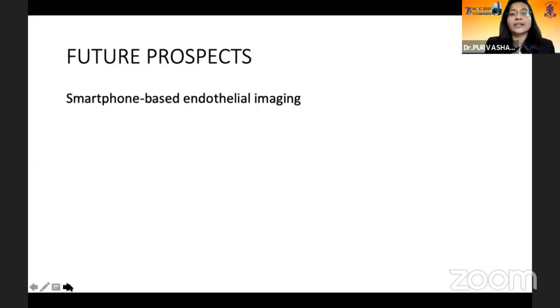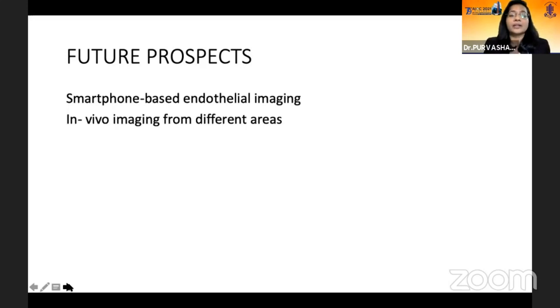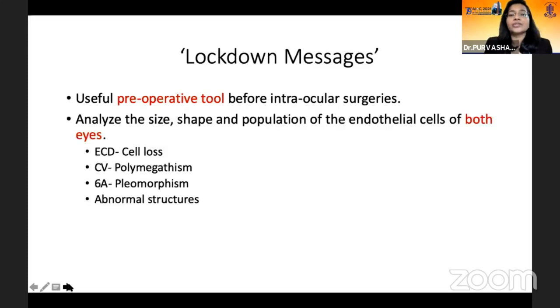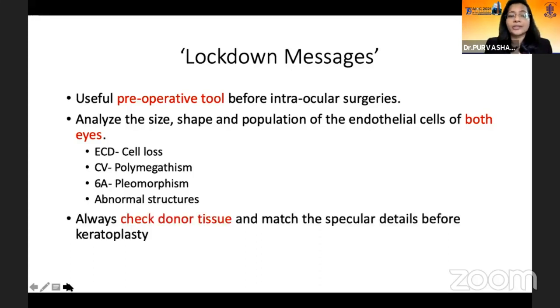Future prospects: there are smartphone-based endothelial imaging devices which are now being developed, and in vivo imaging from different areas is being tried, especially for kids in the supine position under GA. So basically, it is a useful preoperative tool before planning intraocular surgeries. It is helpful to assess the size, shape, and population of the endothelial cells for both eyes, and these are the parameters which can help us. And it's always better to check the donor tissue and match the specular details just before you plan your keratoplasties.